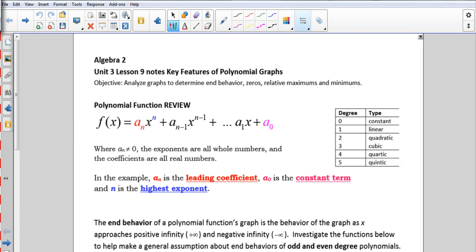Our objective is to analyze graphs to determine end behavior, zeros, relative maximums, and minimums. So, polynomial function review. We have the basic f of x, and this is our highest degree, and then our next degree and so forth.